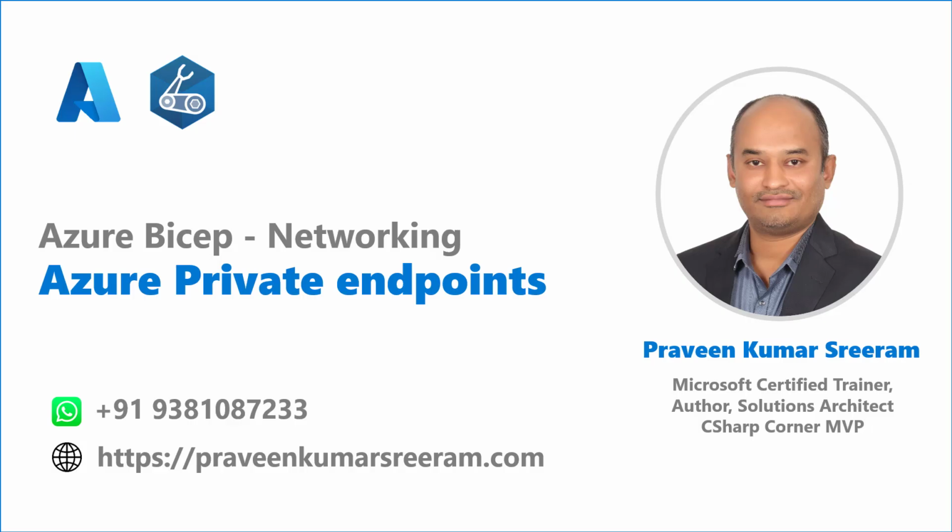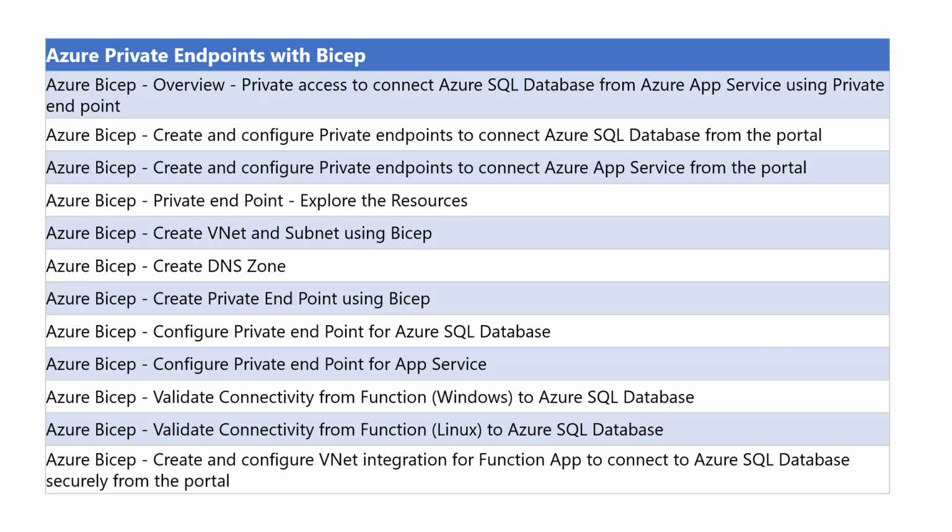So this is a series of videos on learning private endpoints. So far we have learned around 4 various videos. Today is our 5th video in the series. Let's get started. Today we are going to learn about how to create Vnet and Subnet using Bicep. Before that, we'll also learn what is Vnet, what is Subnet, and their features as well.